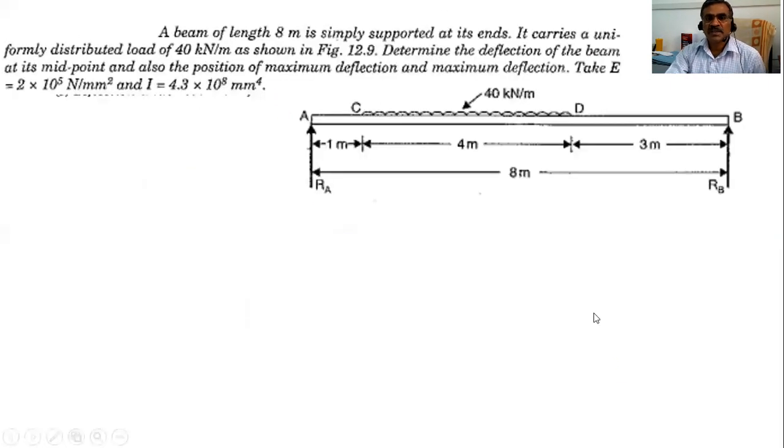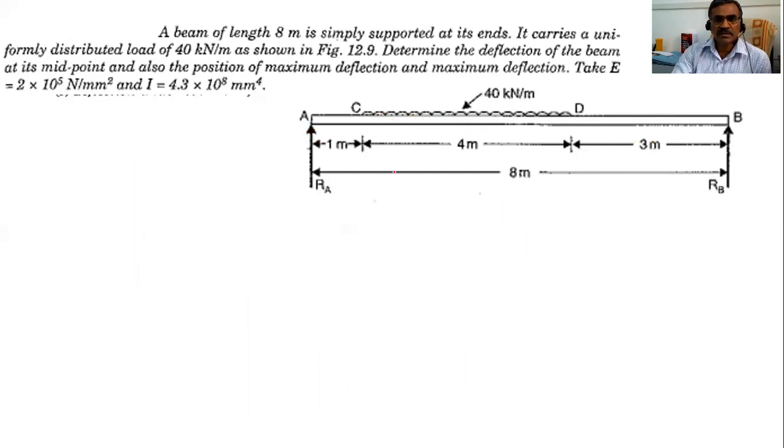Now we will discuss another problem. In this problem, there is a uniformly distributed load. There is a support A, another support B, right? And there is a uniformly distributed load.